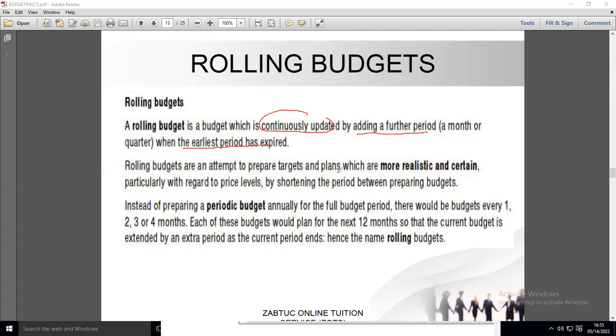Rolling budgets are an attempt to prepare budgets and plans which are more realistic and certain, particularly with regard to price levels, by shortening the period between preparing budgets. Instead of preparing a periodic budget annually for the full budget period, there will be budgets every 1, 2, 3, or 4 months. Each of these budgets would plan for the next 12 months so that the current budget is extended by an extra period as the current period ends, hence the name rolling budgets.